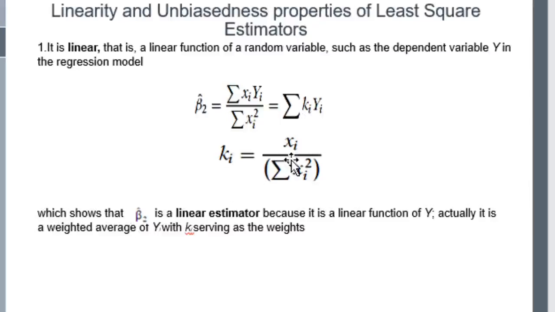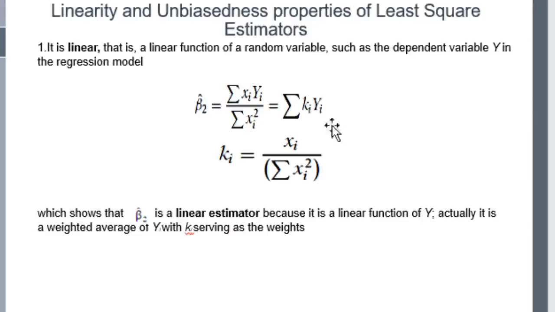Here ki equals xi by sigma xi square, which shows that beta 2 cap is defined as sigma xi yi by sigma xi square. Then we can rewrite this equation as sigma ki yi, where ki equals xi by sigma xi square. This shows that beta 2 cap is a linear function of the dependent variable, that is yi. It is actually a weighted average of y with k serving as the weight. That is, it shows that beta 2 cap is a linear estimator.